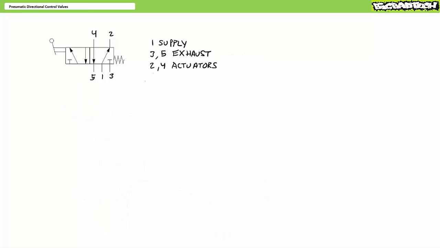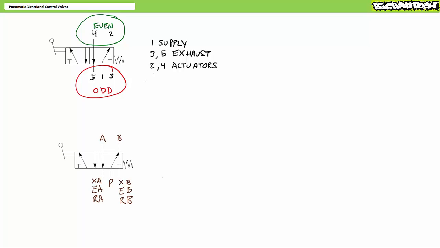Before we continue on, it's probably a good point in this lecture to discuss port numbering and naming conventions. The observant among you might be noticing a pattern. 1 is always pressurized supply input. 3 and 5 are always exhausts. And 2 and 4 are always actuator ports. Evens on the top, odds on the bottom. This is not a coincidence, and most manufacturers follow the standard naming convention.